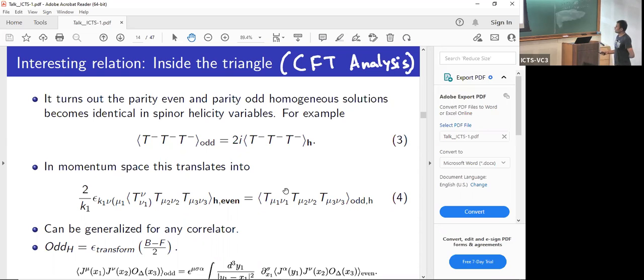For example, in momentum space, the parity odd structure can be obtained from the parity even structure by doing this simple transformation. Here I have given you an example of the stress tensor 3-point function, but this can be generalized to any 3-point function of any spin.